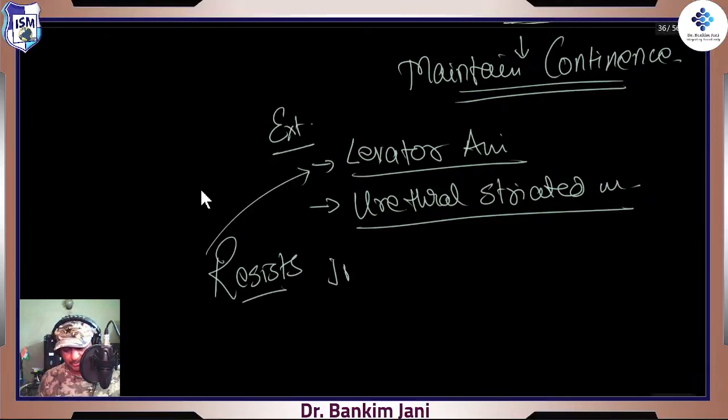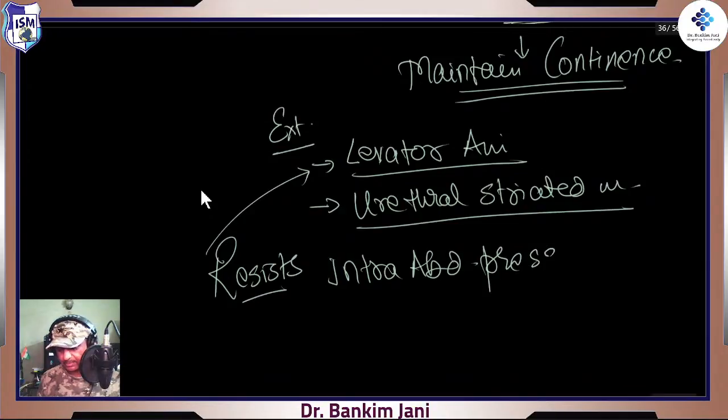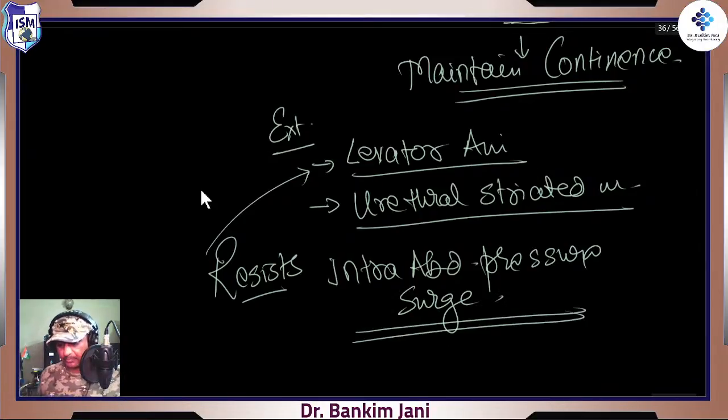So it resists intra-abdominal pressure surge. Now it is getting utilized for this external urethral sphincter. If this is weak, that means urine may dribble out. That is what incontinence is.